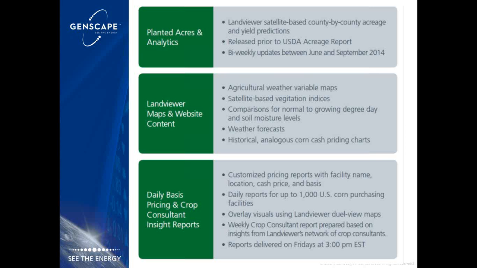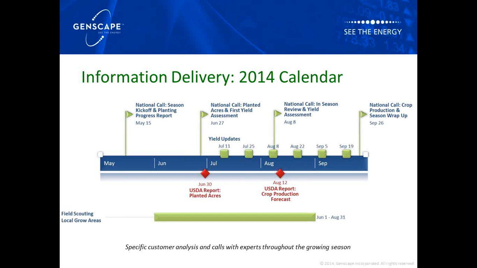And again, talking about the weekly crop consultant report that I'll go into a little more detail about here shortly. That's delivered every Friday at 3 p.m. Eastern Time to all of our clients. Looking at our information delivery schedule for this year, we'll be putting out an acreage estimate on June 27th. This will be combined with our first yield estimate, understanding that June 27th has its limitations on estimating yield, but we'll certainly put that out there to see where things are going.